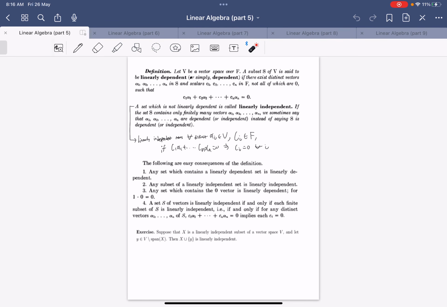Hi, in this video, we'll be talking about linear independence. In the previous video, we talked about the span of a vector space, and now we want to talk about whether a subset is a linearly independent set or not. So, what does it mean?